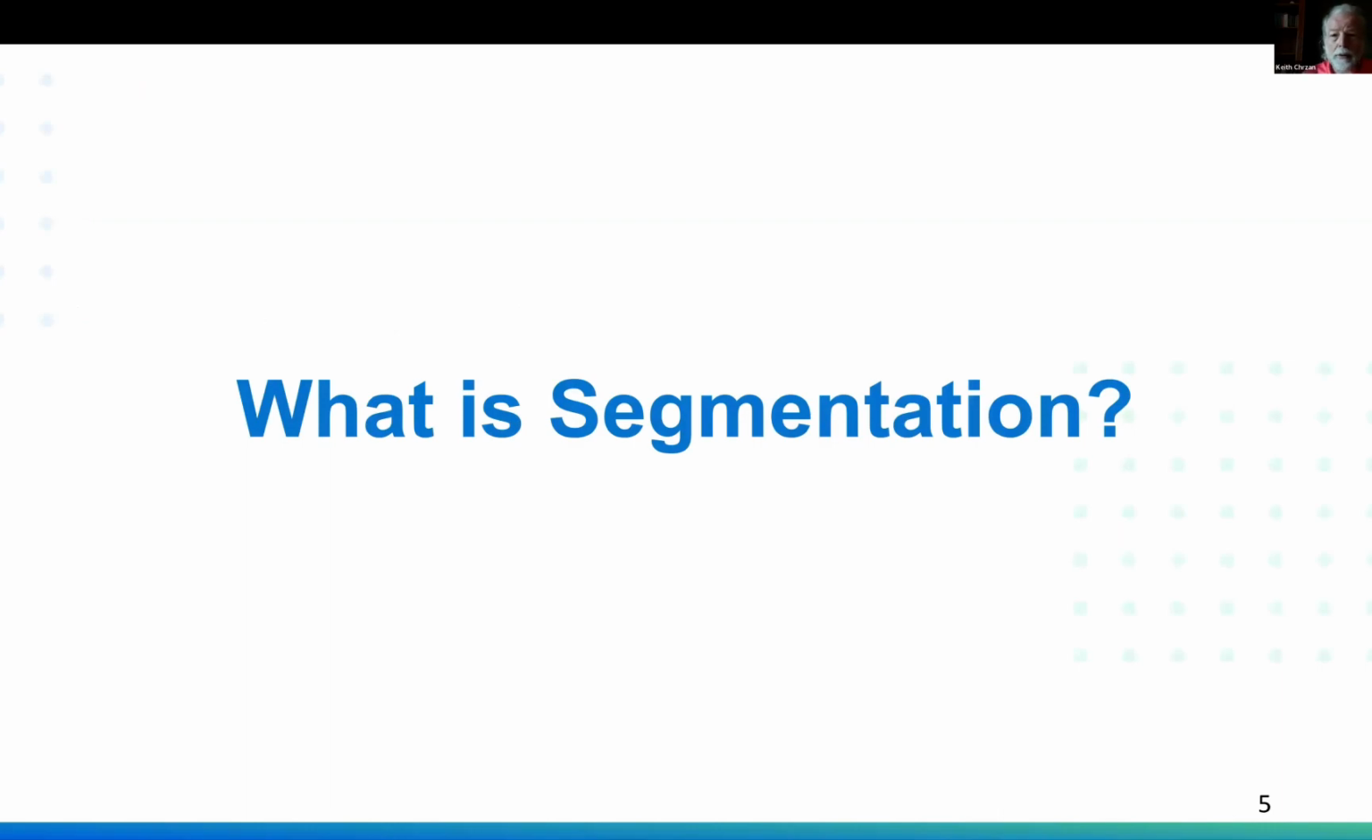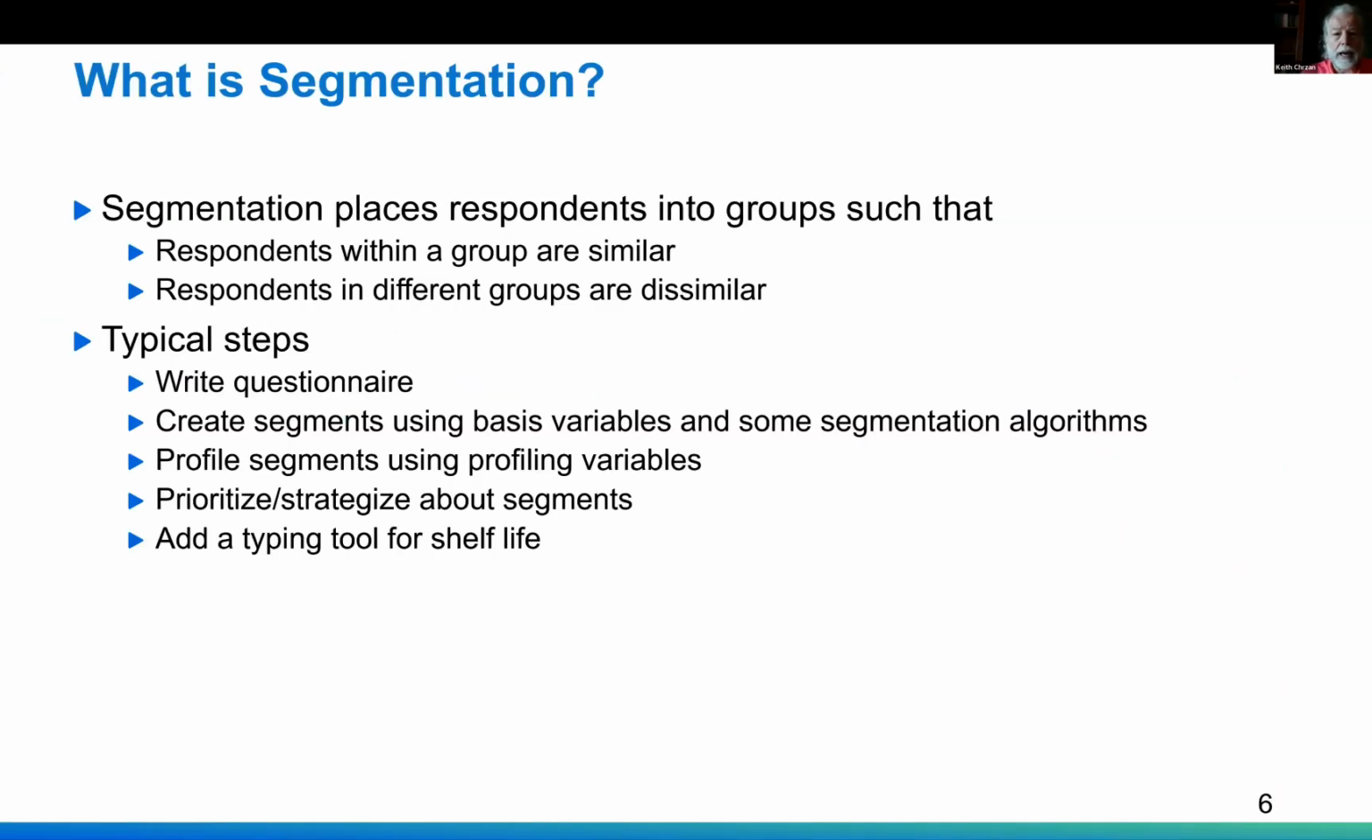So just by way of background, there's an obligatory slide that says what it is. We want to create groups such that respondents within a group or segment are similar to one another in some ways, and respondents in different groups are dissimilar. And the typical steps in a segmentation study: we're going to write a questionnaire that's going to include the questions that we need. It's going to include the basis variables that we're going to use to create the segments and the profiling variables that we're going to use to characterize or personalize them. Then we're going to create segments using those basis variables and some segmentation algorithms. We're going to profile the segments using all the other variables in the study.